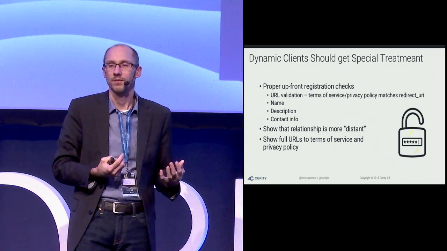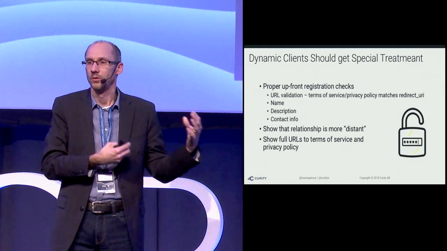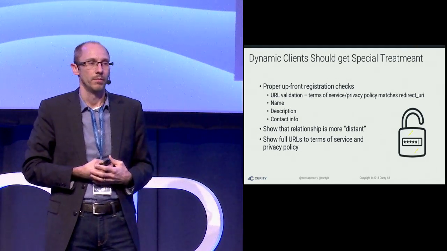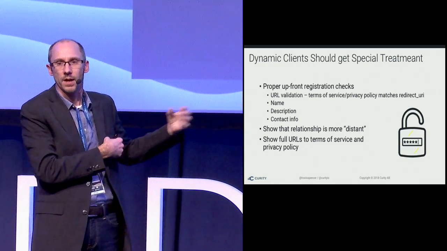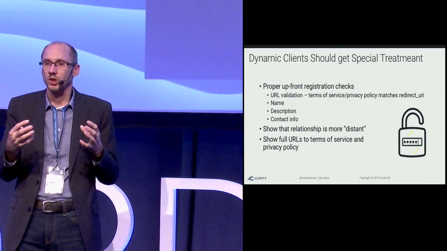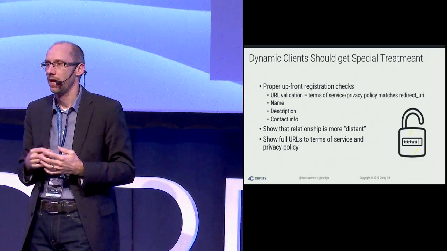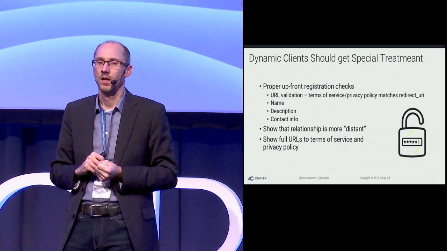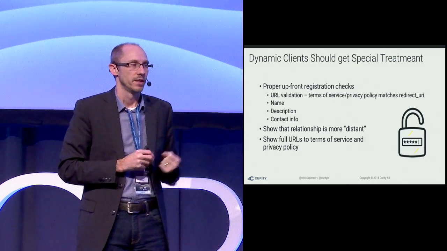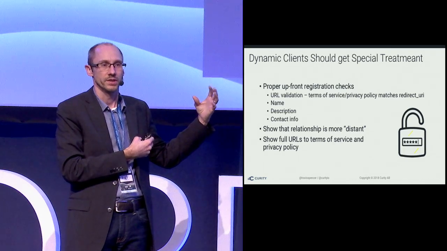So what if the privacy policy of that dynamic client was Google's? What if the logo was Google's logo? What if the redirect URI was to the baddies' website or application? So you want to do some checks on those URLs and privacy policies, terms of service that they're registering to make sure that they're in control of those and that the redirect URIs are matching. Otherwise, the consent screen that's being shown could actually impersonate a different application or organization.